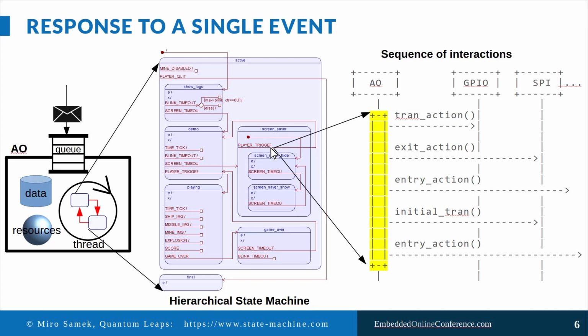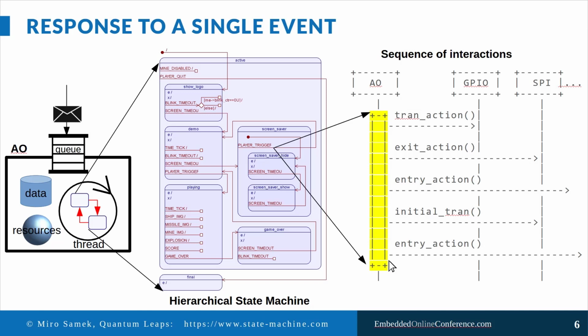For example, an event that triggers a state transition causes an action on the transition, followed by exit action from the source state configuration, followed by entry actions to the target state configuration. The actions themselves typically are function calls to the collaborating passive components, such as device drivers for various peripherals. The bottom line is that the response to a single event consists of the whole sequence of various function calls. And that determines the general testing strategy for such event-driven systems.